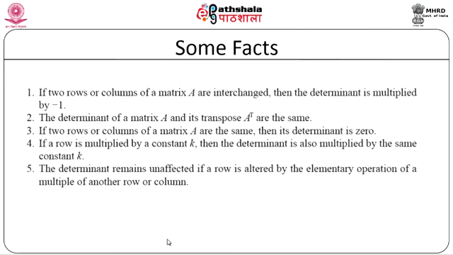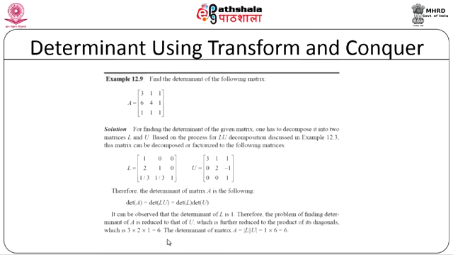These are some of the facts. If I have to exchange any rows or columns, I have to multiply by -1. The determinant of matrix A and its transpose is going to be the same. If any two rows or columns are the same, the determinant is going to be 0. If any row is multiplied by a constant k, then the determinant is also multiplied by the same constant. Similarly, the determinant is unaffected if any one row is altered by an elementary operation of another row or column.